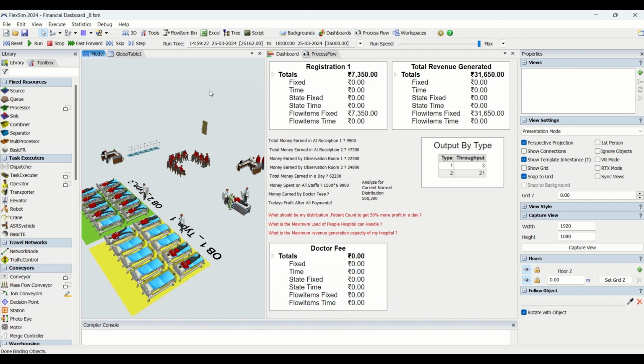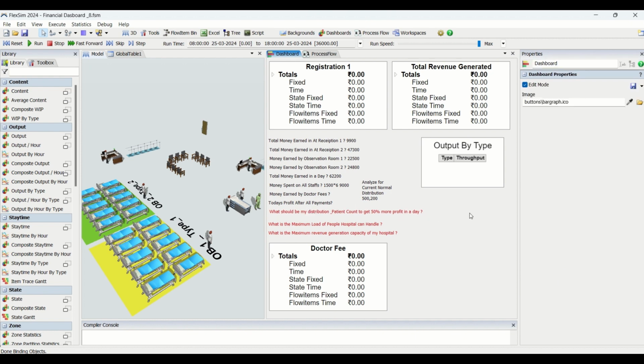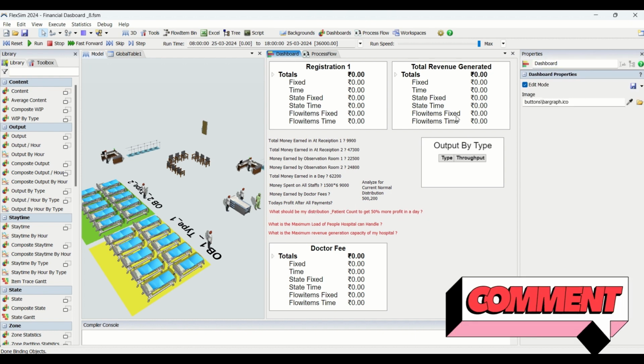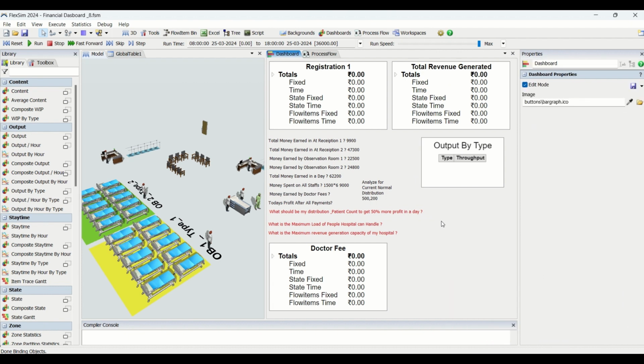So for today's video 4, we are going to dive into these 2 questions and answer them by using financial dashboards. Question 1 is, what is the amount of money earned by the doctor in terms of fees? And another is, what is today's profit after all payments are done? Okay, so this is what we need to have with us.